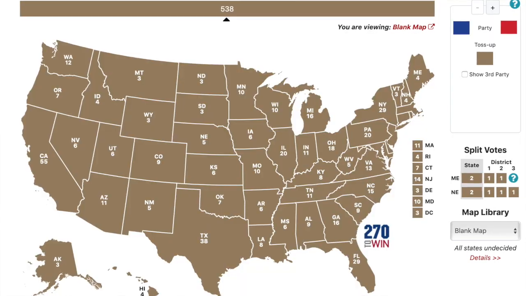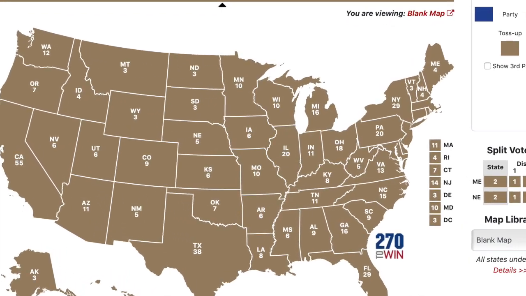So first, there's 538 electoral votes. This is broken down, obviously, between the 50 states and Washington, D.C. How is this created, you may be wondering? Well, it's the 535 representatives that are inside of Congress.